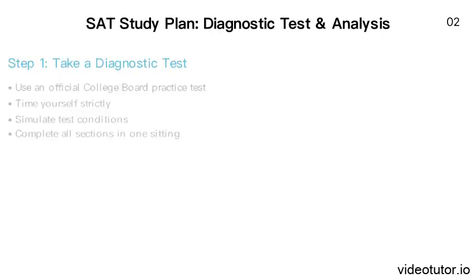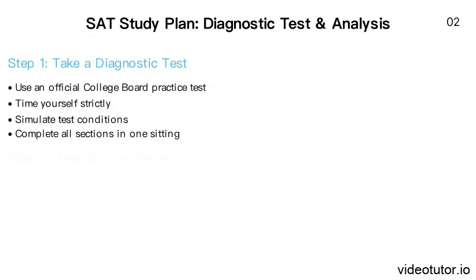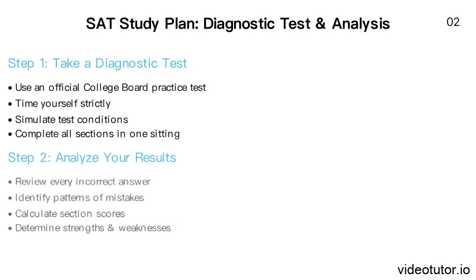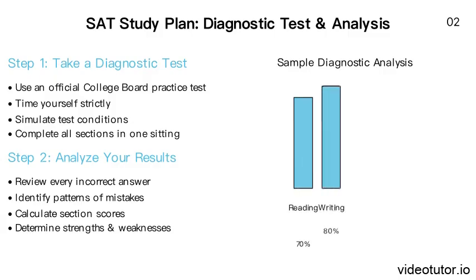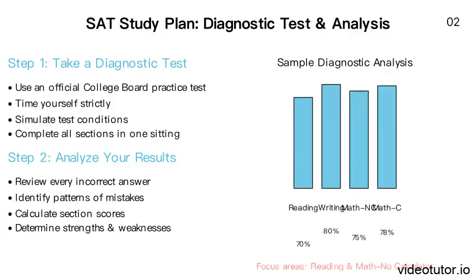The next step in your SAT preparation is to take a diagnostic test. Use an official College Board practice test and simulate real test conditions. Time yourself strictly and complete all sections in one sitting. After taking the diagnostic test, carefully analyze your results. Review every incorrect answer and identify patterns in your mistakes. Calculate your section scores and determine your strengths and weaknesses.